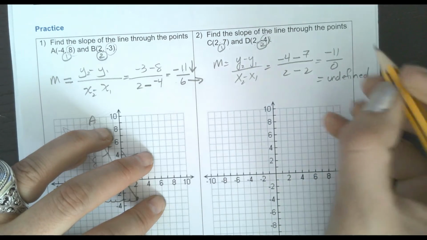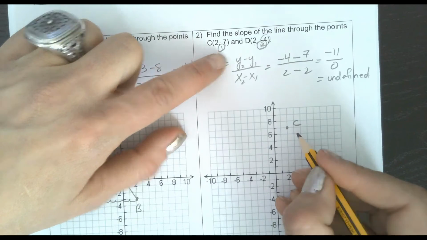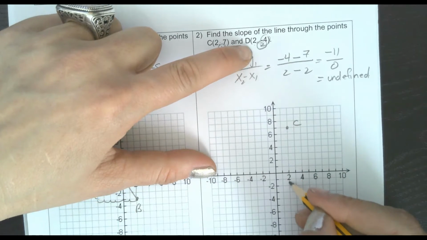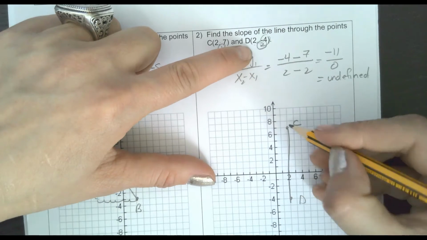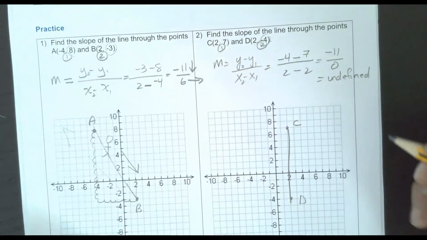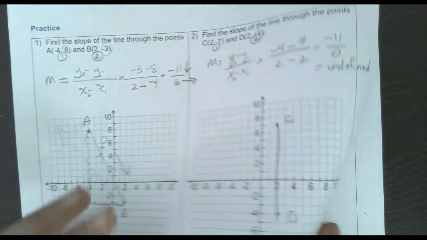Let's draw it. C is 2, 7. D is 2, negative 4. So we can see that it's a vertical line and the slope is undefined. Let's look at 2 more examples.